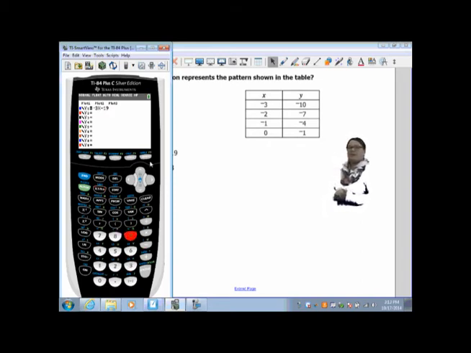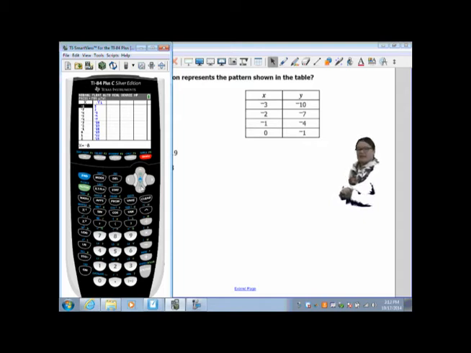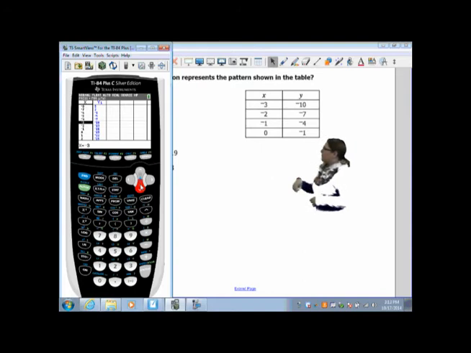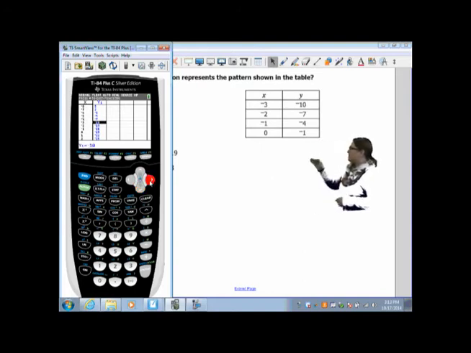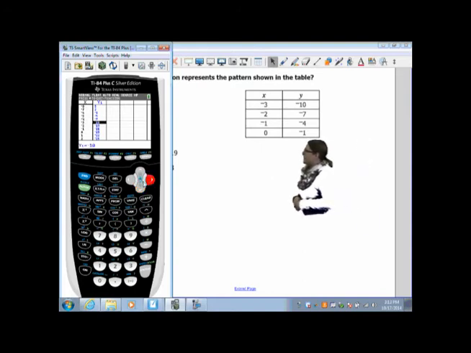Now we have to look at our table. So in order to do that, we push second graph. And we're going to look at our x values and our y values. So we want to check our x values. We're going to check negative 3, and we're going to see if negative 10 matches up with that. So we have negative 3, negative 10.